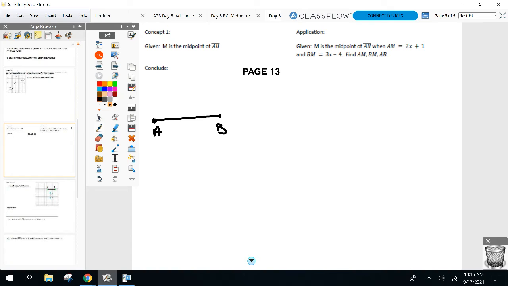And line segment AB. Okay, put M on there. But where does M have to be? Ballpark. Where's it got to be? In the middle if it's the midpoint. So eyeball it about right in the middle.